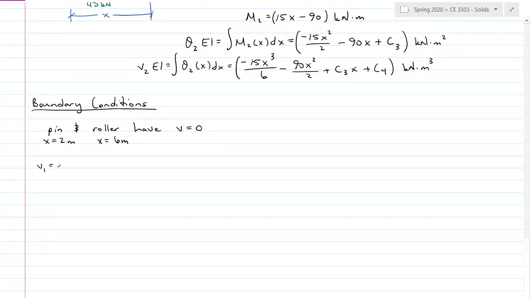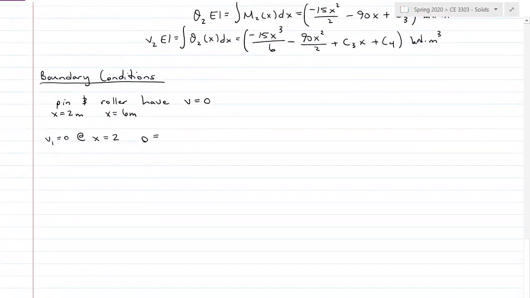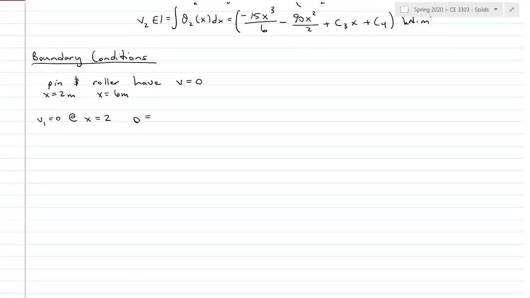So V1 is equal to 0 at X is equal to 2. So 0 is equal to, I've got my notes over here, negative 30 times 2 cubed divided by 6 plus C1 times 2 plus C2. Yay! That kind of got me nowhere.